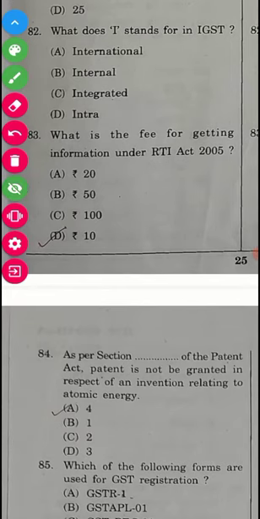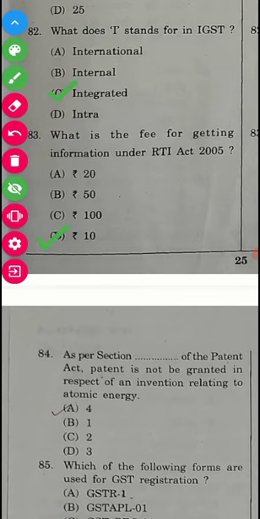So moving on to the question number 82. What does I stand for in IGST? So it is nothing but integrated. Option C is the correct answer. Moving to the 83. What is the fee for getting information under RTI Act 2005? So it is option number D, rupees 10.